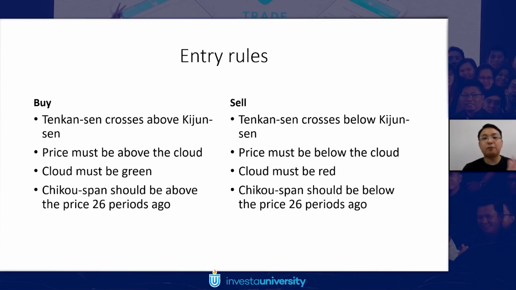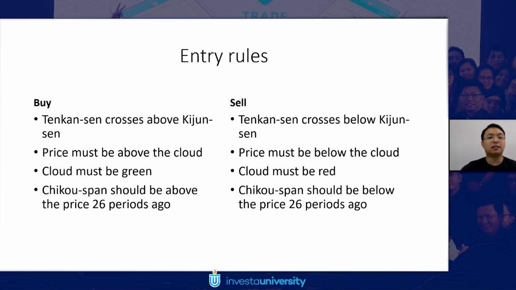Okay? So you have your buy and sell rules over here. Yung buy natin, ang kailangan po natin dyan is that your Tenkan-sen has to cross above your Kijun-sen. Make it simple, your red line crosses above your blue line. So that's your buy signal. After you see that signal, what do you do next?